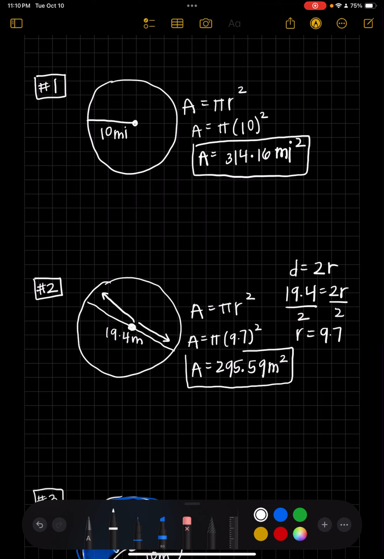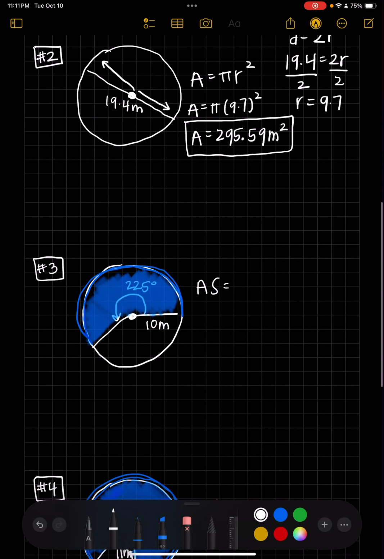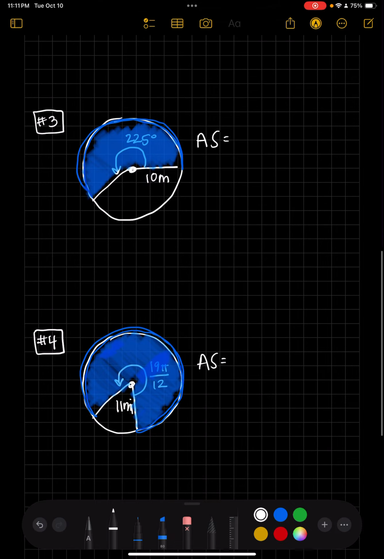And that's my area. Again, the area is what's inside the circle, all of it, everything that's inside the circle, versus the perimeter, which was the circumference that we talked about in the last video. All right, so these next two questions ask us for the area of the sector, so basically like the blue highlighted part.